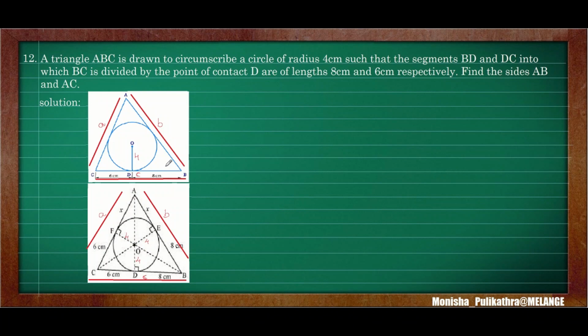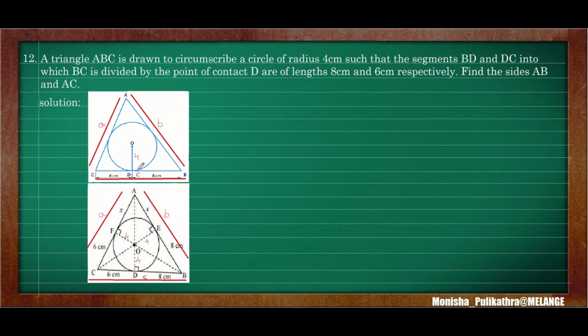Coming to the 12th problem. This problem is a little bit lengthy, but it is an easier one. I will tell you how to do this. A triangle ABC is drawn to circumscribe a circle of radius 4 cm. The circle radius is given as 4 cm here. So this will be the original triangle. This triangle will be given along with the question itself. But this is the triangle on which we have to do the construction. After construction, the triangle will be like this.